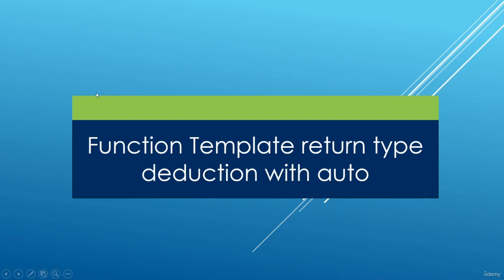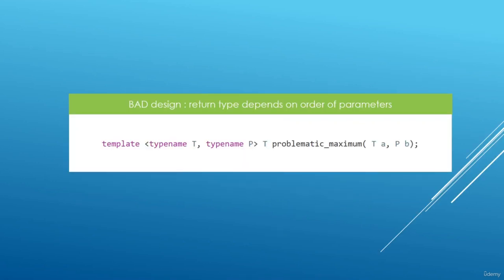In this lecture, we're going to learn about function template return type deduction with auto. This is going to be an extension to what we did in the last lecture. We saw that we could specify multiple template parameters for our function. That could work really well, but we were struggling to have a way to specify the return type for our function here, for example, which computes the maximum between two arguments that are passed to it.